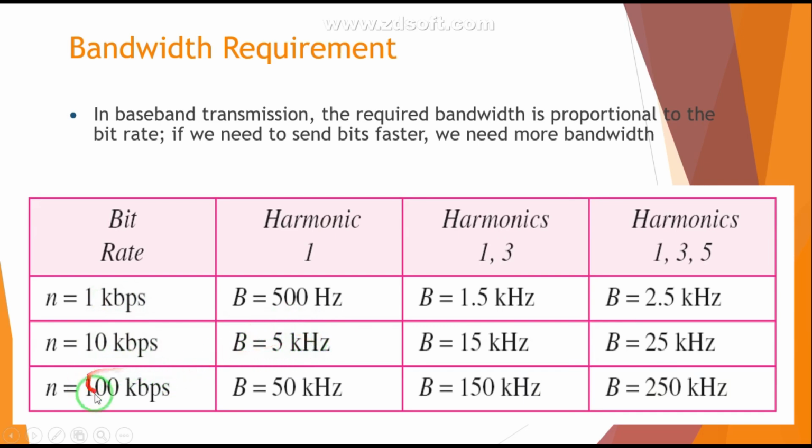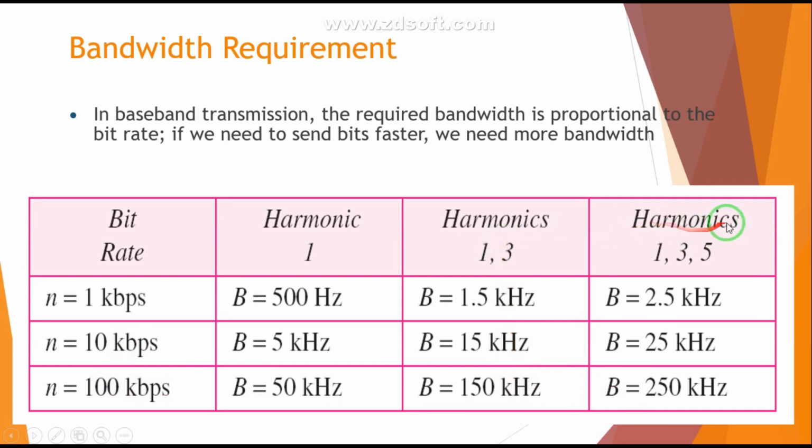And again, if you need to improve the speed, that is 100 kilobits per second, then definitely the bandwidth is going to increase, that is 50 kilohertz. This is for harmonic 1. But if there is a digital signal which consists of 2 harmonics, suppose harmonic 1 and 3, this is the bandwidth requirement: for 1 kbps, the bandwidth is 1.5 kilohertz. But if you increase the bit rate to 10 kbps, then the bandwidth is going to increase to 15 kilohertz. Again, if you increase the bit rate to 100 kbps, the bandwidth is going to increase to 150 kilohertz.